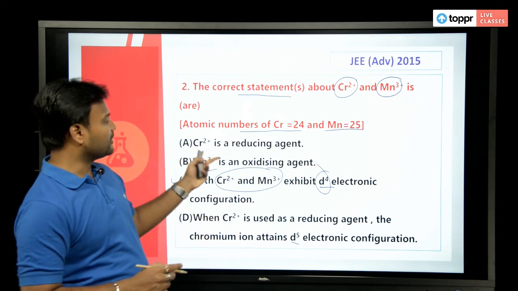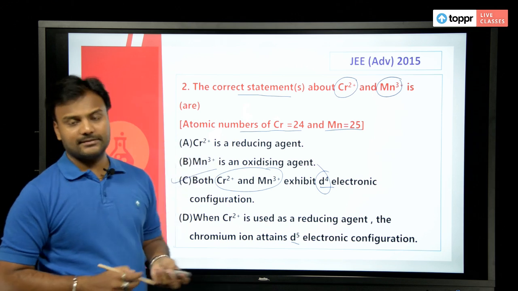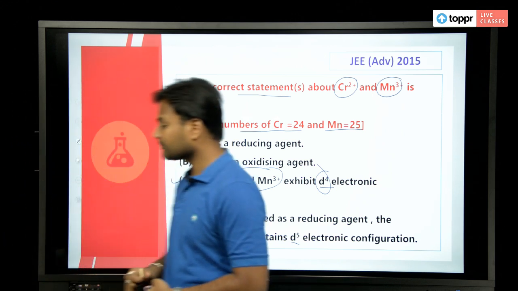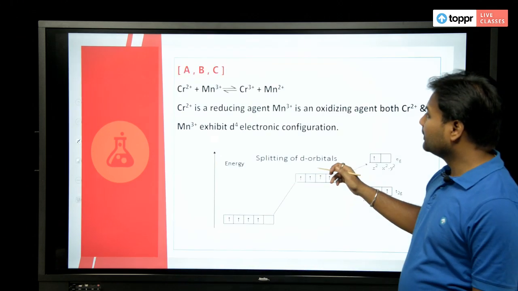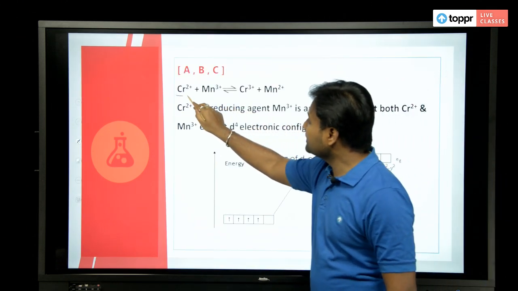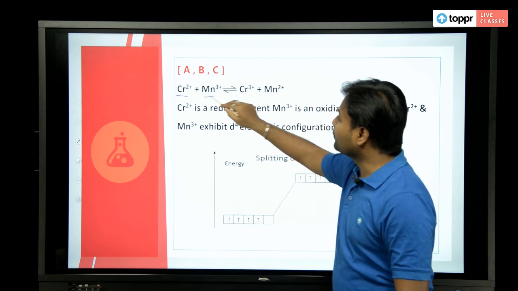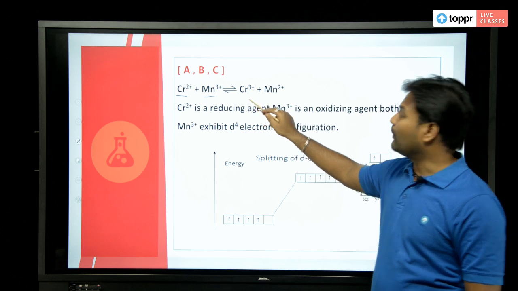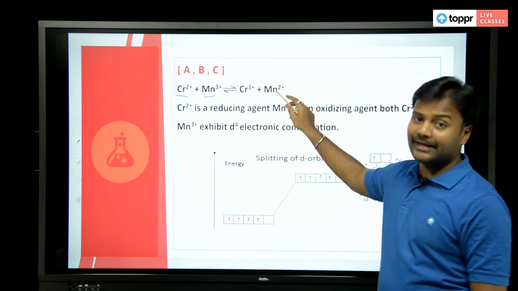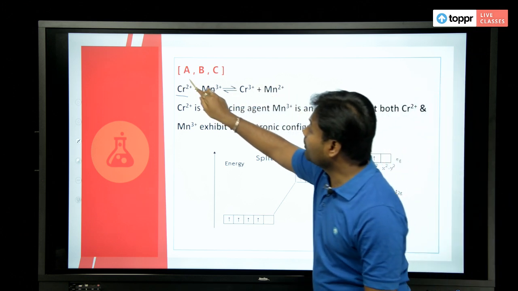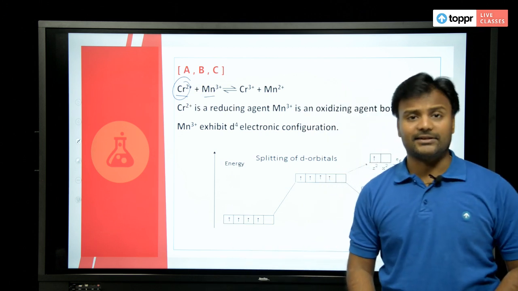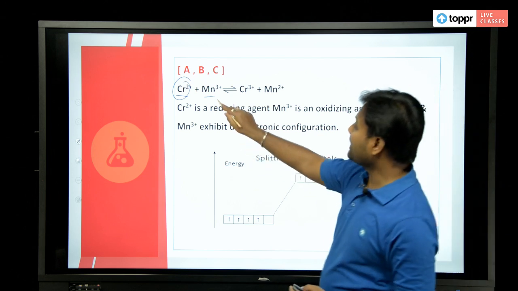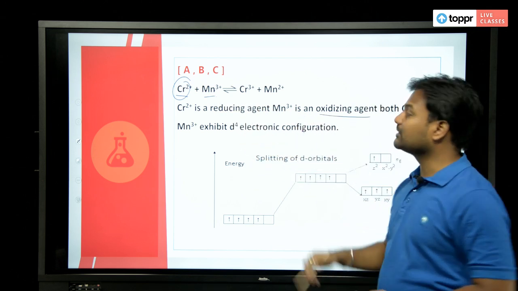What about these two options? Cr2+ Mn3+. What happens? What is going to happen? When Cr2+ and Mn3+ are reacted, you can see that chromium is losing an electron, whereas manganese is gaining an electron, which means chromium is acting as a reducing agent. It is losing an electron, so it is a reducing agent, whereas manganese 3+ is an oxidizing agent.